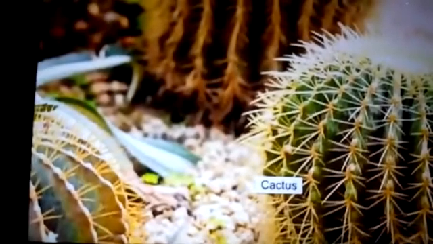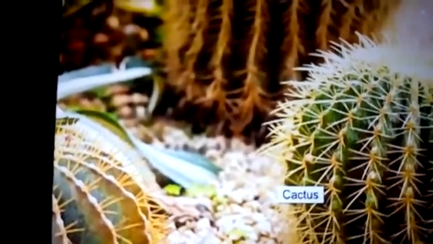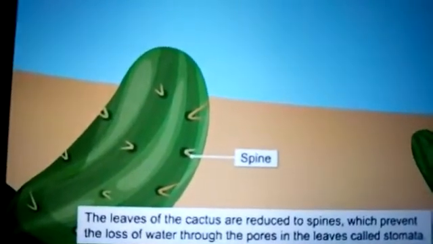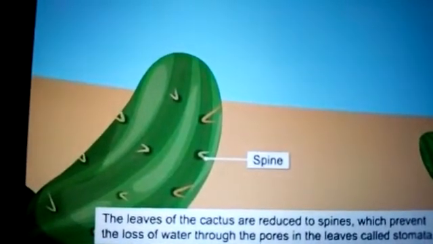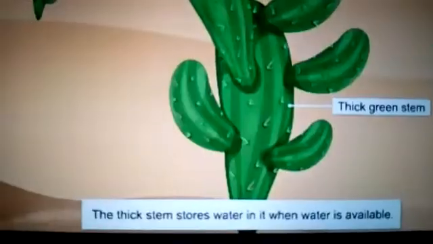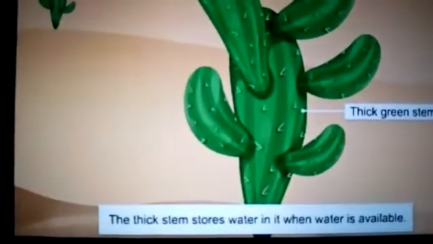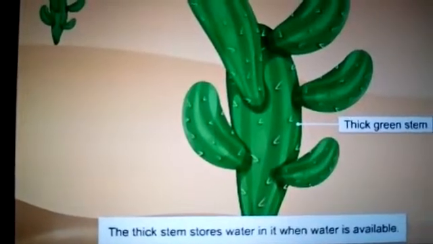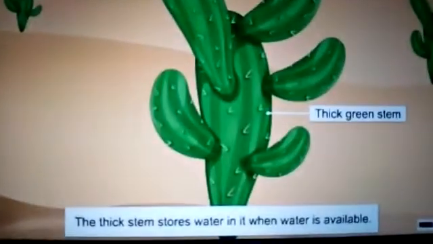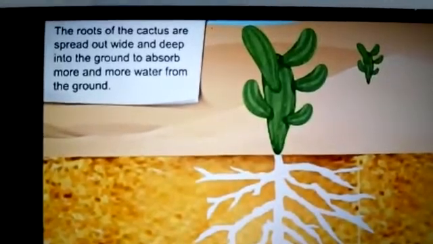Now let's see the adaptation in desert plants. Cactus is a very good example of desert plants. These plants are leafless. Their leaves are modified into thorns or spines so that they lose very little water by evaporation. The stem stores water and food and so is fleshy. The stems are green as they perform photosynthesis in the absence of leaves. The roots penetrate deep into the soil in search of water.